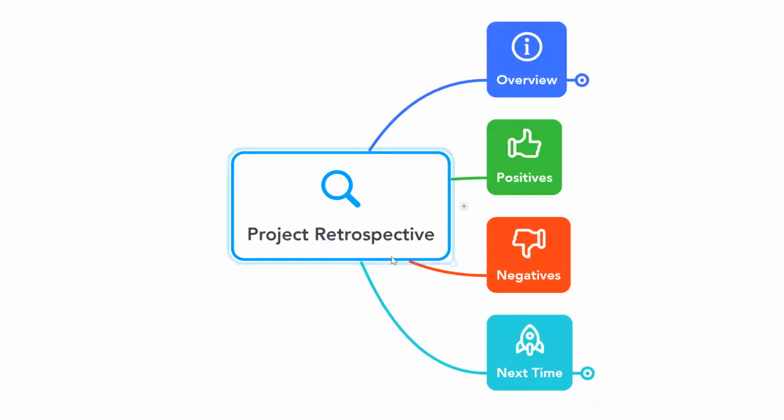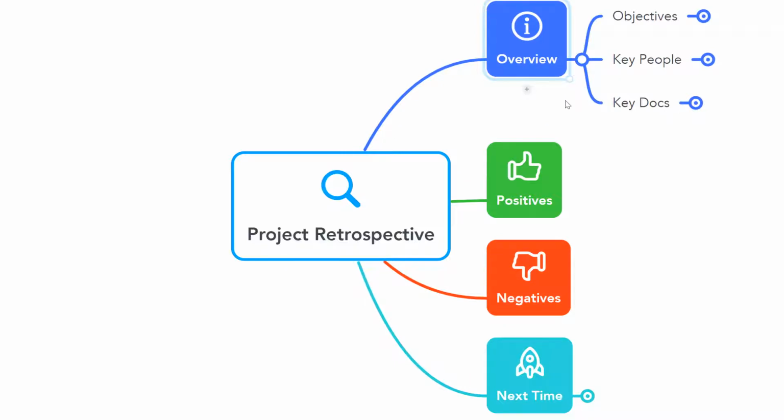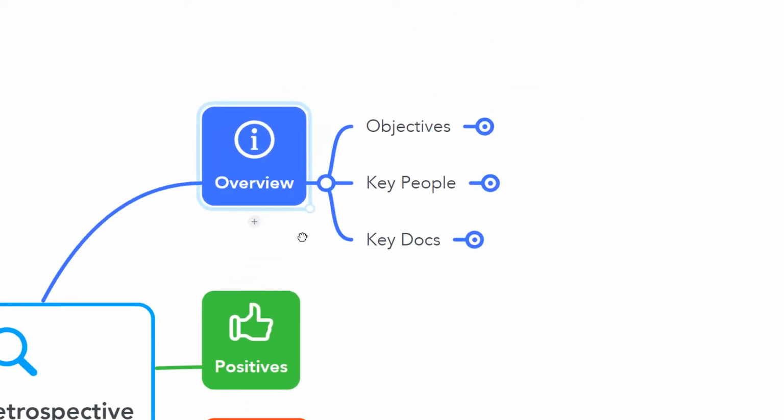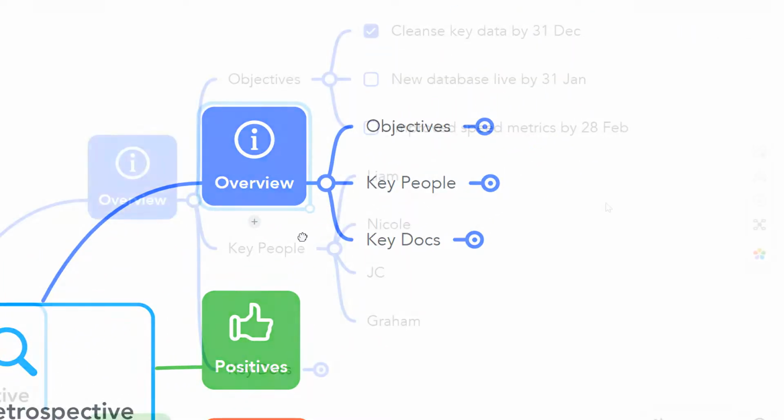One simple mind map can be used in multiple situations to capture the key lessons and actions that you want to take forward. We simply ask ourselves to brainstorm and think about the positives, negatives, and next time. We'll look at each of these sections in a moment, but before we go there, let's start at the top of the map where we've got an overview branch to remind ourselves of key project information such as objectives, key people, and any documents that we might want to refer to.